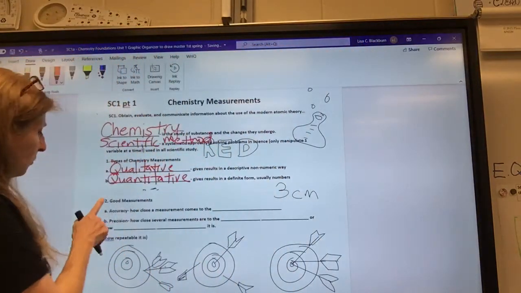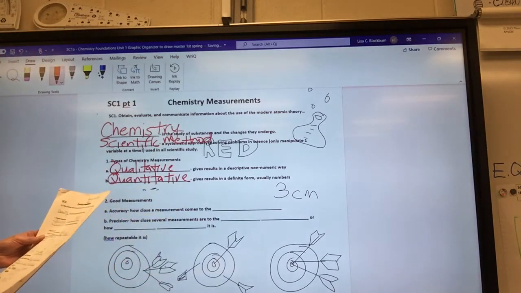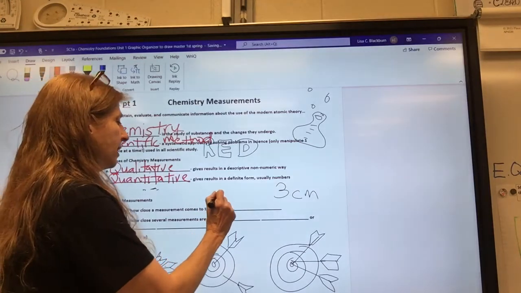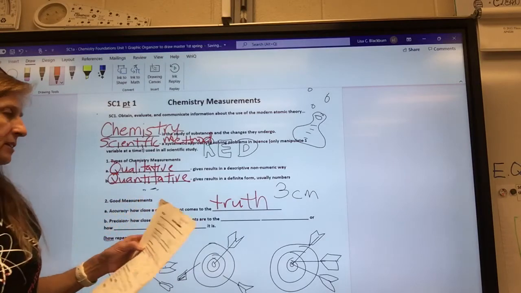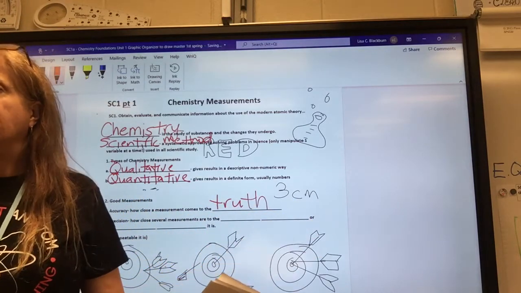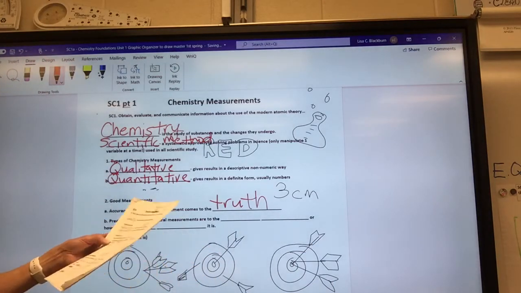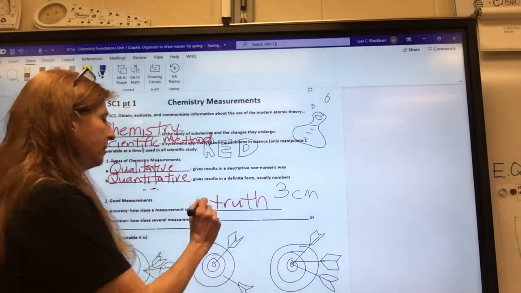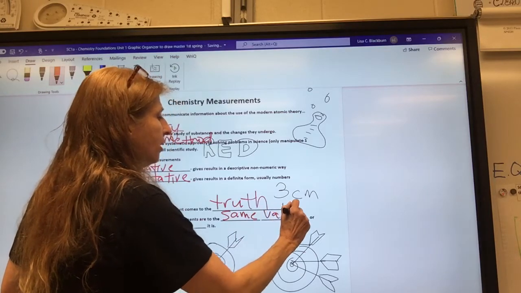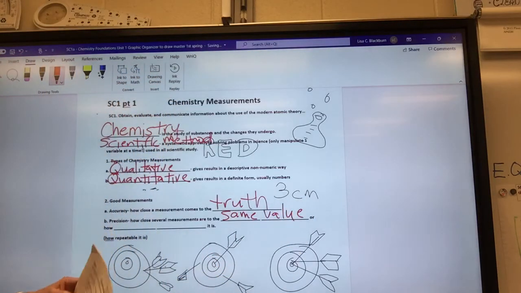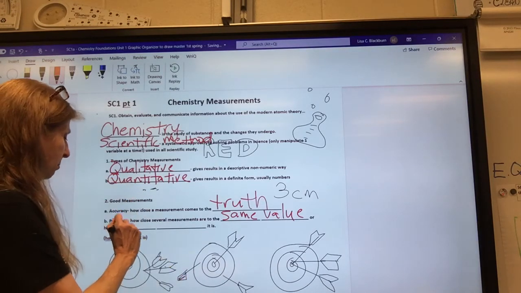So we have different ways of telling whether or not measurements are good or not. The first one is accuracy. Accuracy is how close a measurement comes to the truth. Precision, and sometimes you don't know if you're accurate or not. So instead, a lot of times we look for precision instead. Precision is how closely several measurements come to the same value. Sometimes you don't know if it's true, but if you keep getting the same number, there's a better chance it's true. And then precision is also how finely stated a number is. How many decimal points do you have?